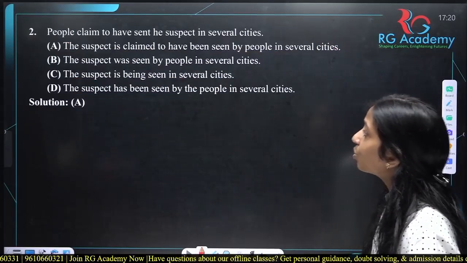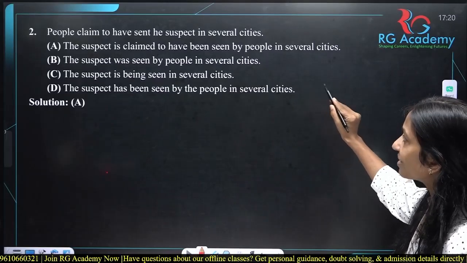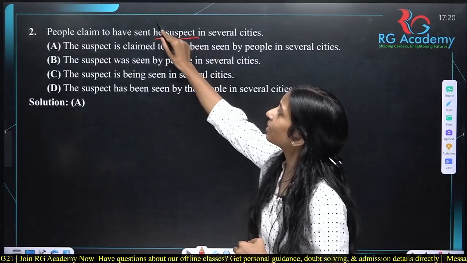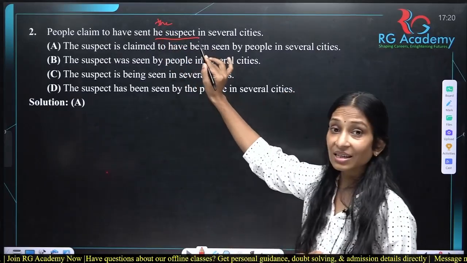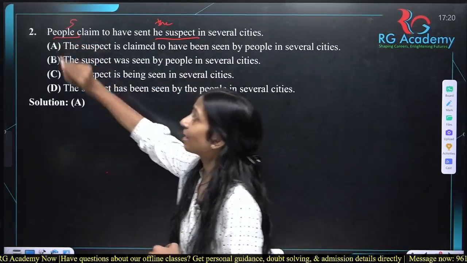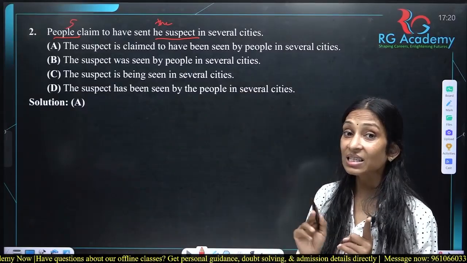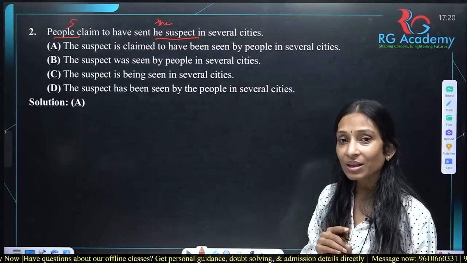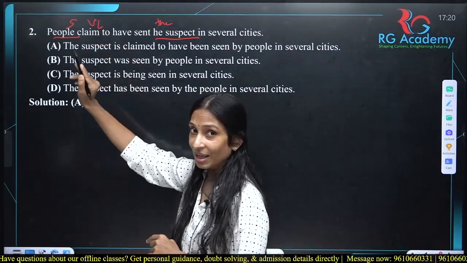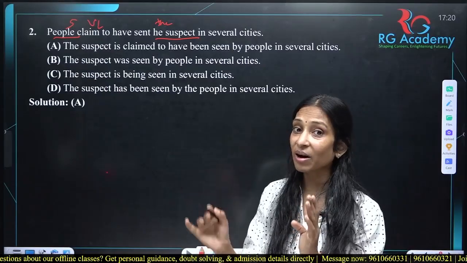"People claim to have sent the suspect in several cities." Right now, the suspect is our object, and people here is our subject. Clear? Now what tense is it? It is simple present. How do we know it is simple present? Because verb's first form is used and no helping verb. So these are rules of simple present. So we have identified our two things.